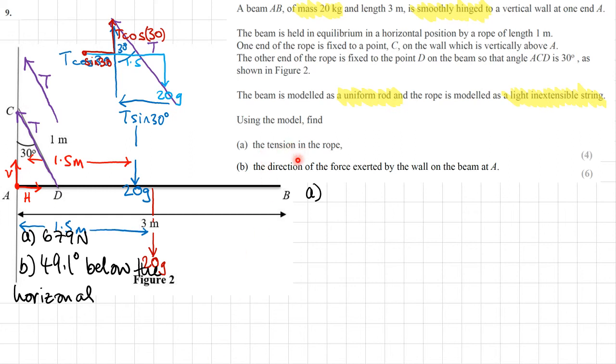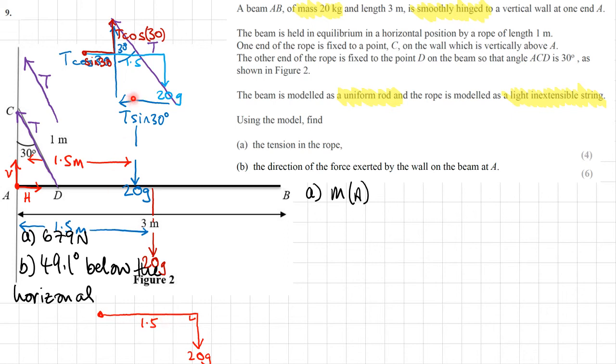Now, because I want to find the tension in the rope, I really want to form an equation with one unknown. And the best way to do that is to take moments about A. So by taking moments about A, I eliminate the horizontal and vertical reactions from the hinge straight away, and I just need to form a moments equation. Now my moments diagram is going to look a bit like this. Here's point A. Now I've got a distance of 1.5 meters to the 20G.